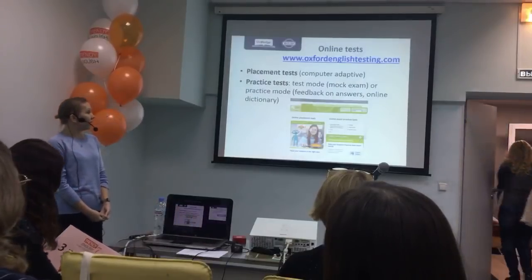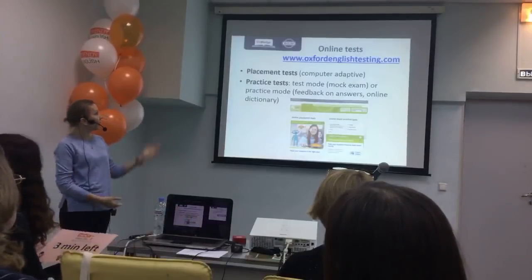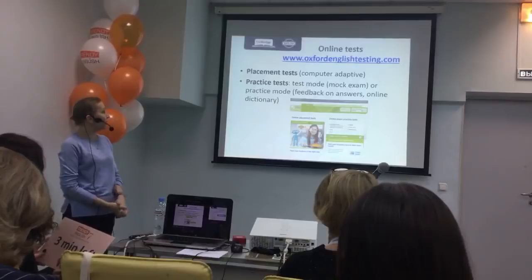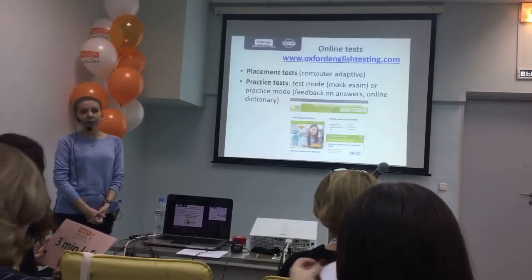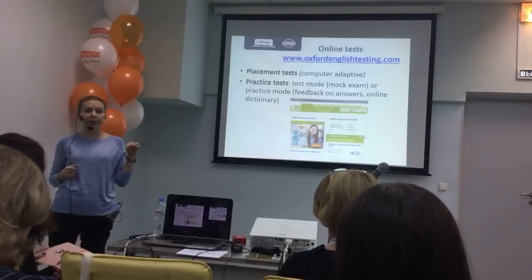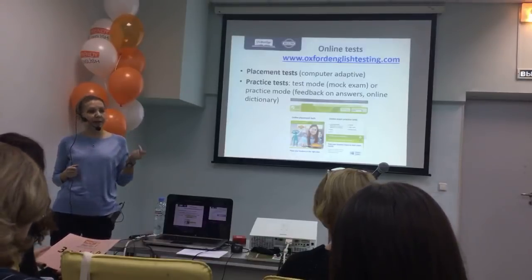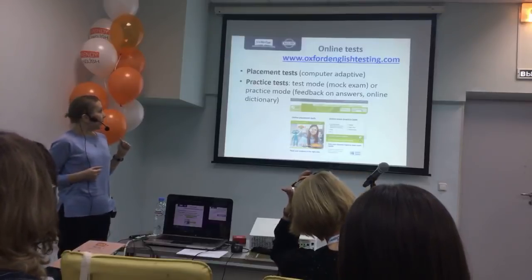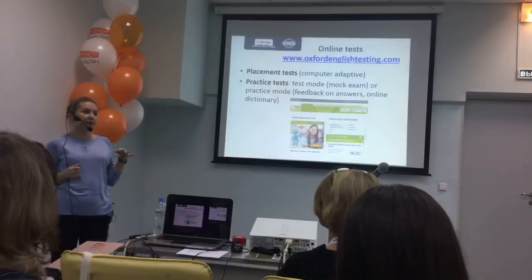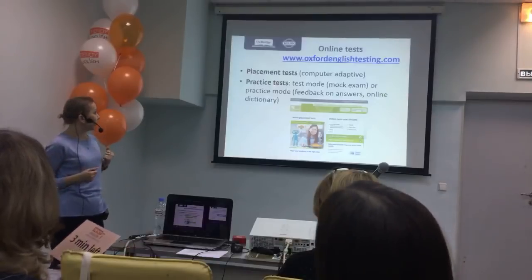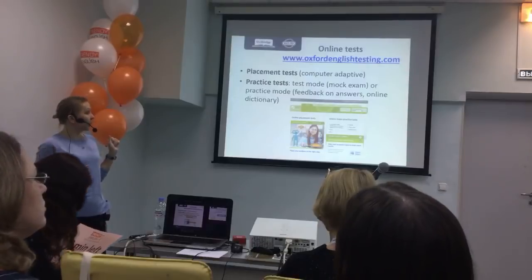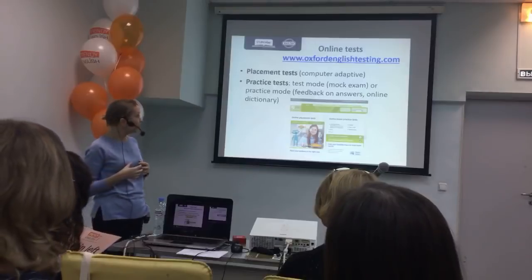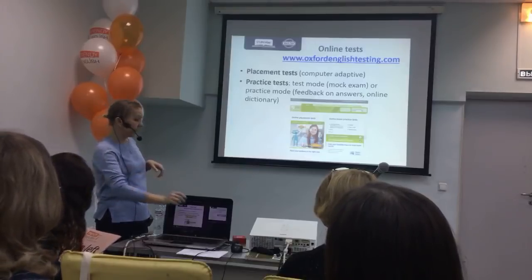So as for online tests, here you can see the tests Oxford University Press offers you online tests. There are placement tests, which are computer adaptive, so the level of difficulty of each question depends on how correct the answer to the previous question was. And that's why the results are very, very accurate, so they are measured very, very accurately. And practice tests. Practice tests are designed to prepare for international exams, Cambridge exams. And there is a test mode and a practice mode.